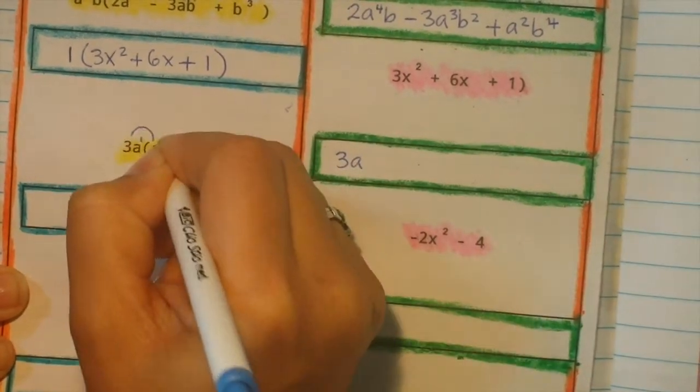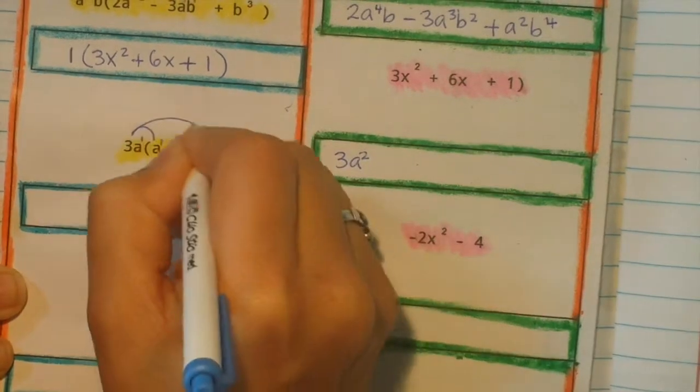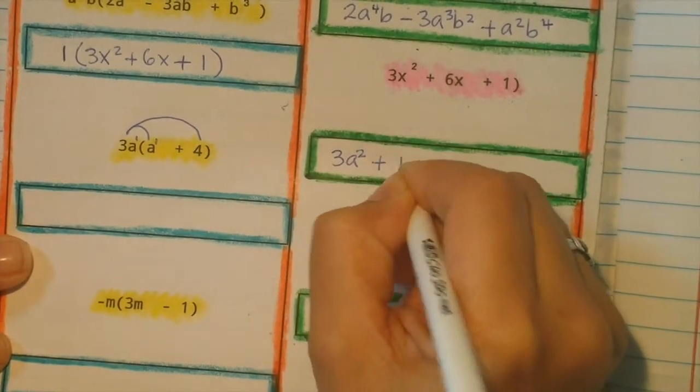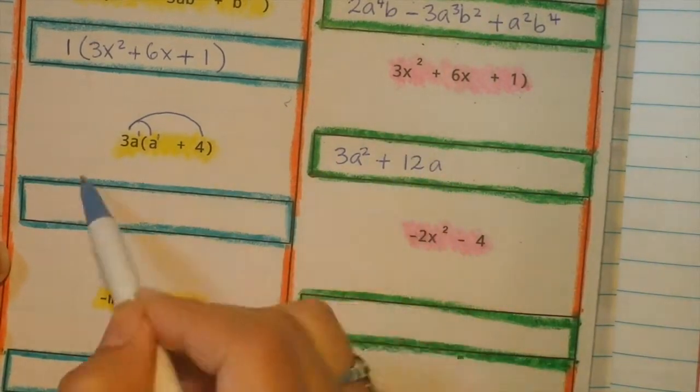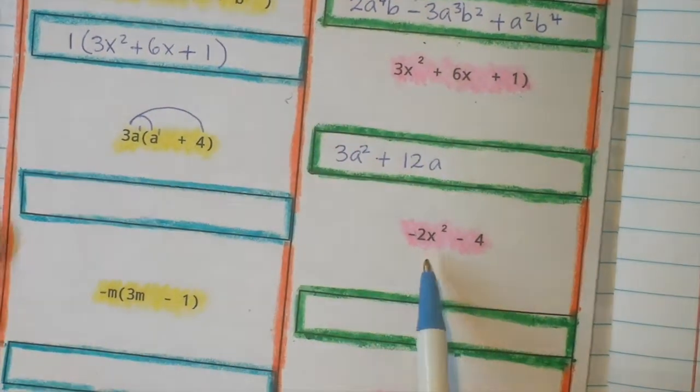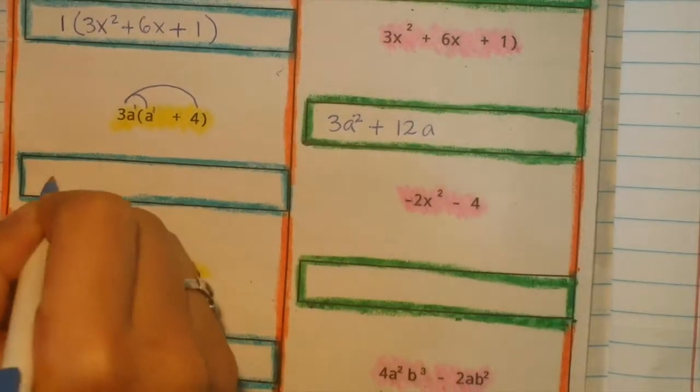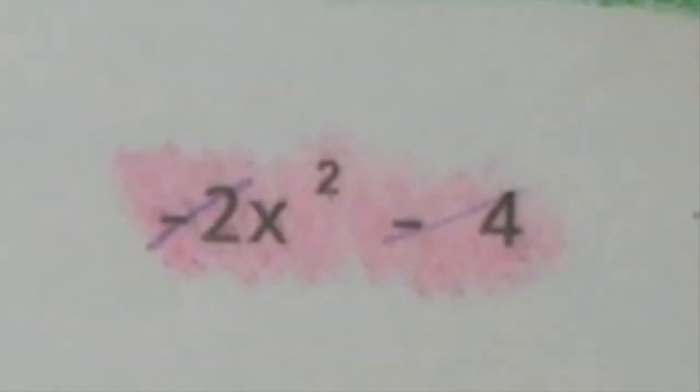So say hi, a squared. Say hi, that's 12a. Pretty easy. Okay, so now let's take a look at another getting outside the house. So what's common in both of those? Negative, I see negatives everywhere, so I'm going to take out a negative. What else can I take out?